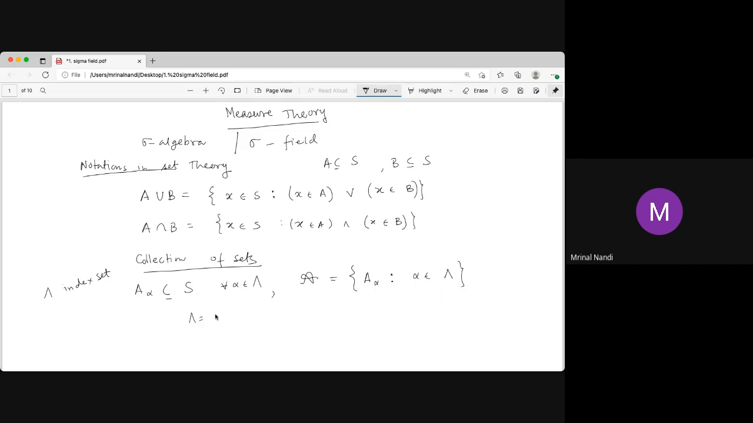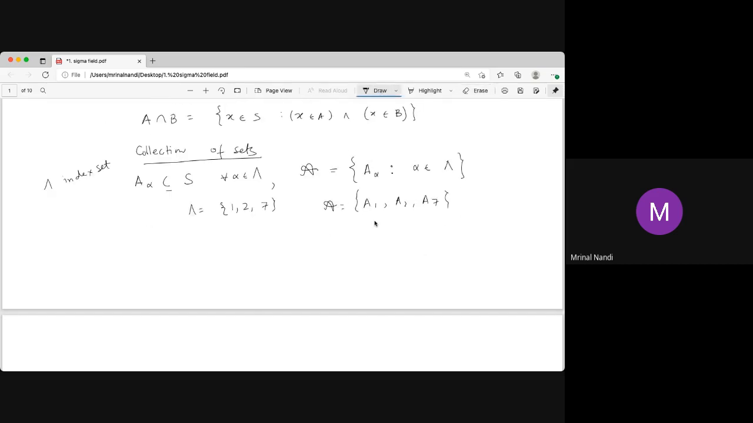For example, say lambda is 1 to 7. Then your collection is just A1 up to A7, and all the elements are sets. Remember, all the elements are subsets of S. The index set may not be integers. Maybe sometimes it is minus 2, half, pi, or minus e. Then the collection includes A minus 2, where minus 2 is the index. Remember, A minus 2 is just a name; the name of the set is minus 2.